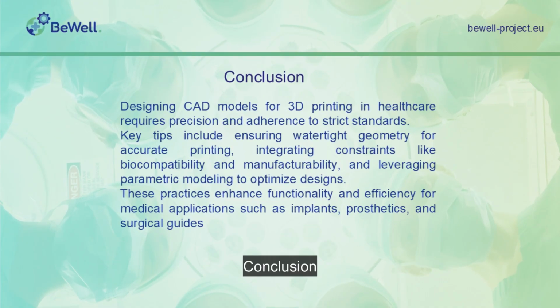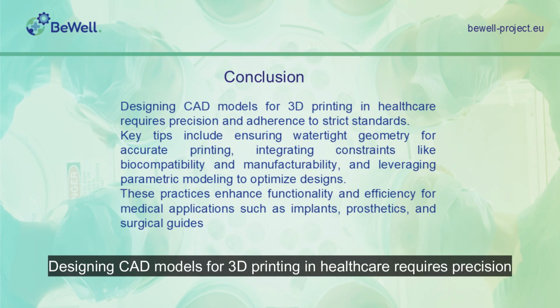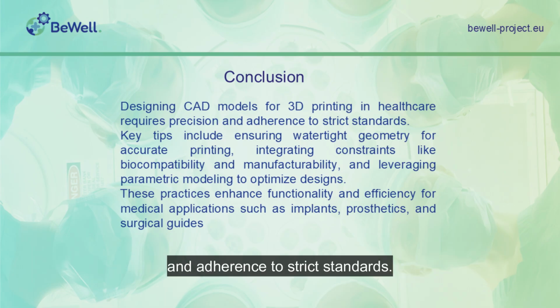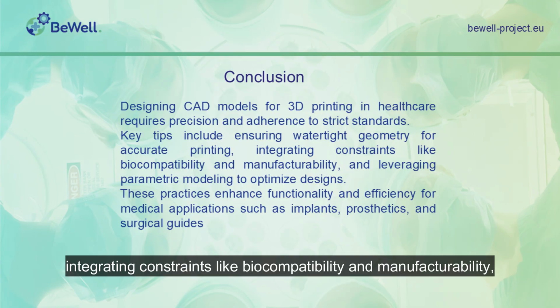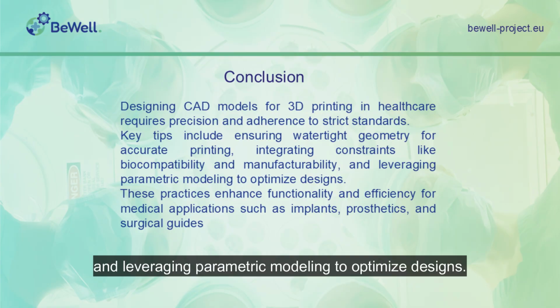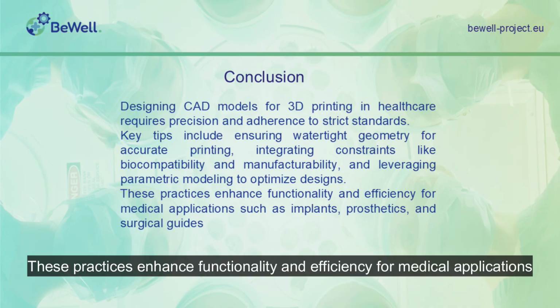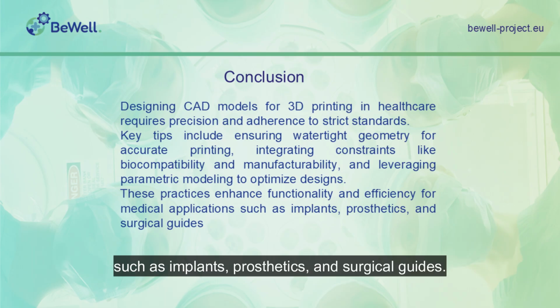Conclusion. Designing CAD models for 3D printing in healthcare requires precision and adherence to strict standards. Key tips include ensuring watertight geometry for accurate printing, integrating constraints like biocompatibility and manufacturability, and leveraging parametric modeling to optimize designs. These practices enhance functionality and efficiency for medical applications such as implants, prosthetics, and surgical guides.